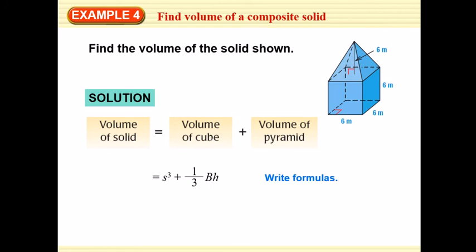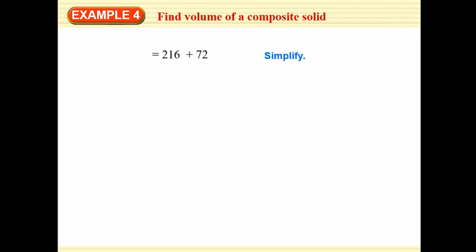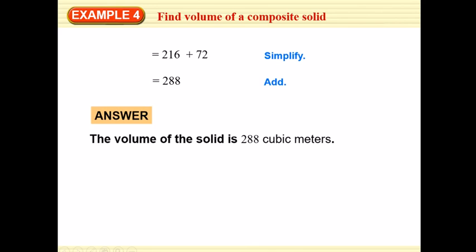The volume of a cube is my side cubed, and then 1/3 base times height for my pyramid. So I fill in the values, and there happens to be a ton of 6s, all the measurements are the same, so that actually makes this problem a lot easier. Then I multiply those out, and I add the values to get 288, so my final solution is 288 cubic meters. Another way you can write it is 288 meters cubed.